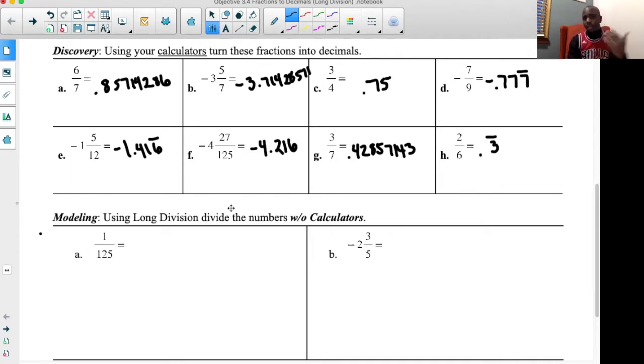Now there's some things I would point out with B and F and E that I don't know if you picked up on. Notice for B, the leading number here is -3, whereas the leading number there was -3. So really, you don't even have to worry about messing with the -3. Just do 5 divided by 7. Same thing with E. -1 is in the front, so I wouldn't even worry about that. Instead, I would just do 5 divided by 12. -4 is in the front. I would just do 27 divided by 125.